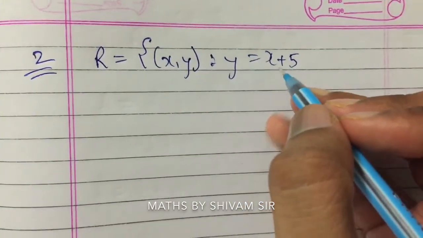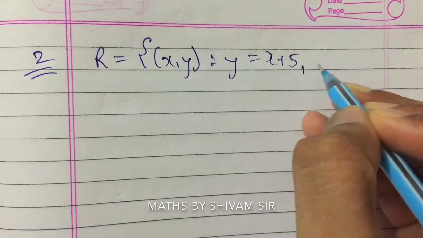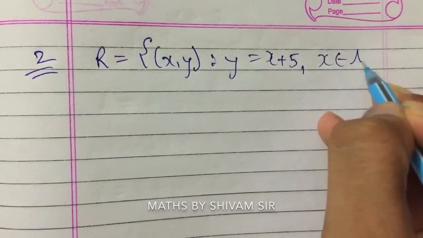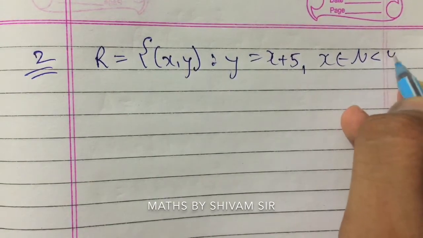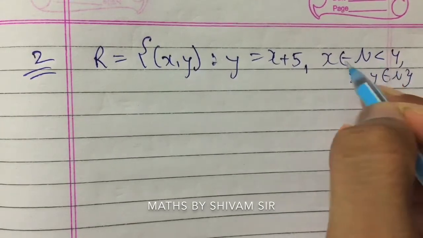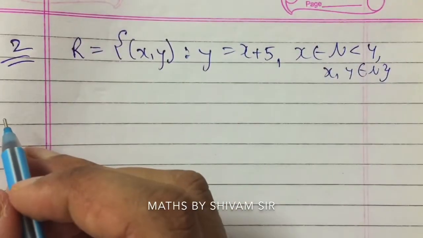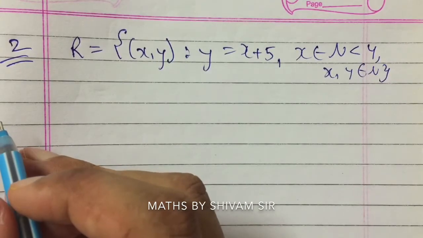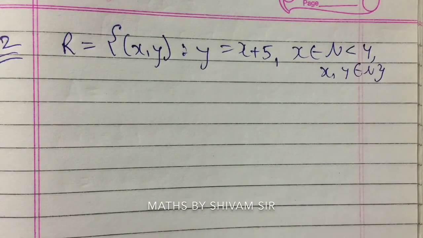Where y is equal to x plus 5, x is a natural number, x belongs to N, less than 4, x and y belong to N. This is given, right? I have not written the statement here. So next, this is the question. Depict this relationship using roster form. Write the domain and the range. So we have to write the domain as well as the range, right?